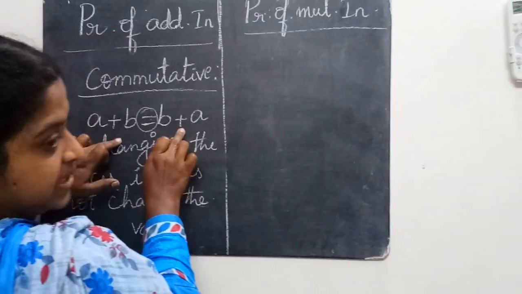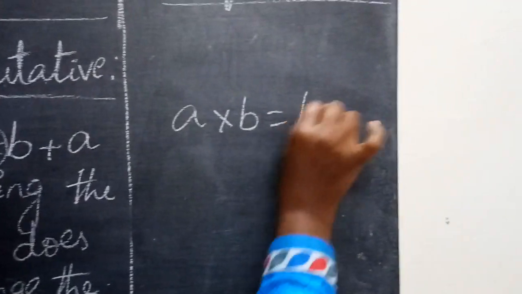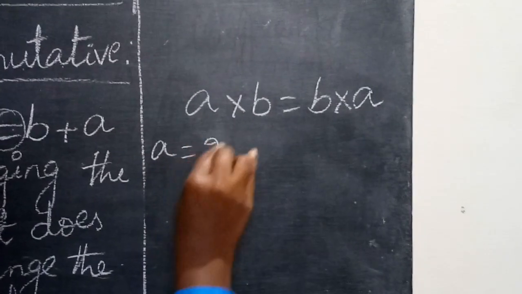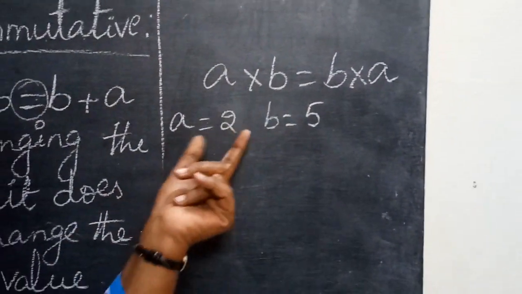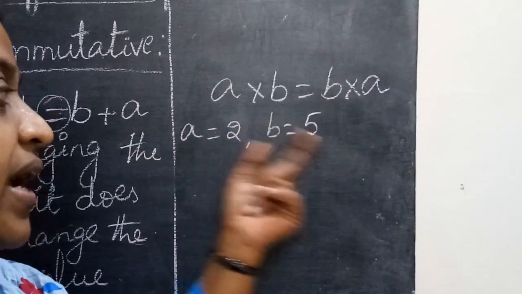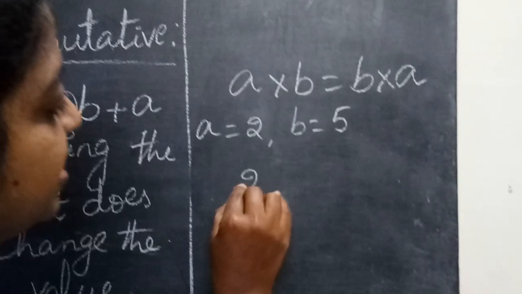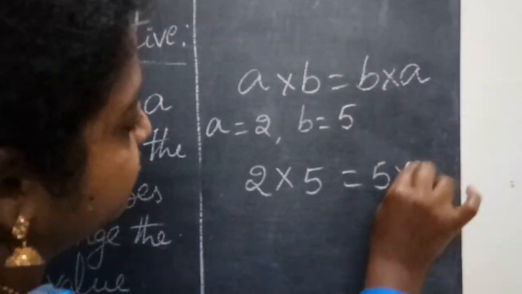Same way, see here, a plus b is equal to b plus a in addition. A into b is equal to b into a. So same numbers I am going to take. A is 2 and b is 5. You can take any number, children. You can take 4, 6, or 7, 8, 9, 10, any number. That's your wish. So a into b is 2 into 5, 5 into 2.